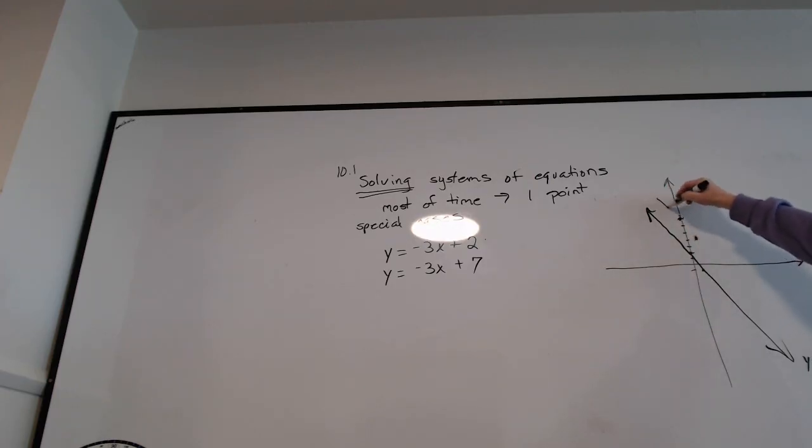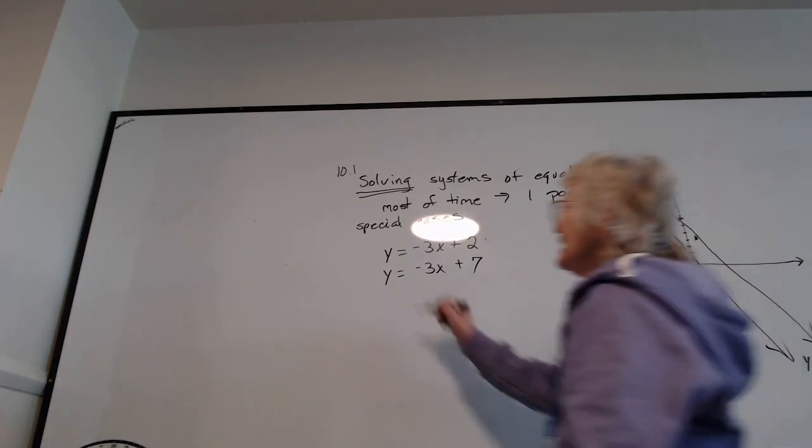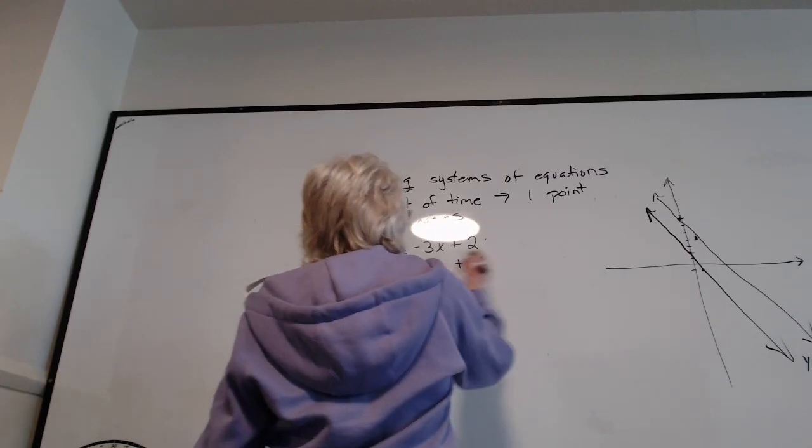There, a beautiful line. That's what you get. What is true about those two lines if I do them accurately? They never cross, they're parallel to each other. So a special case is when they never cross.